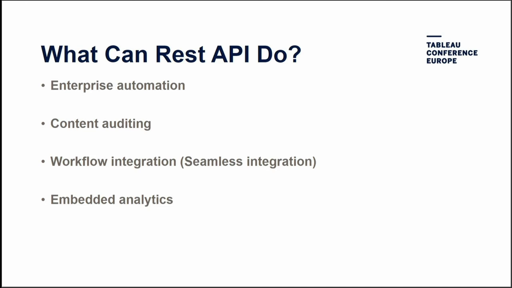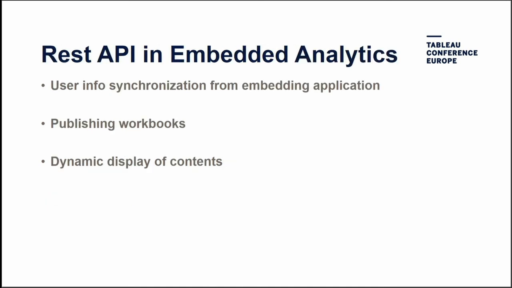So what can I do with the REST API? I can do enterprise automation, so creating users, making sure they have the right permissions. I can audit the content, what kind of workbooks do I have, publish workbooks, data sources, remove them. I can completely integrate into my workflows. So let's say creating PDFs from the web portal and then sending them by email, integrating that into the workflows. And then obviously embedded analytics. So let's double click into that and see what we can do there.